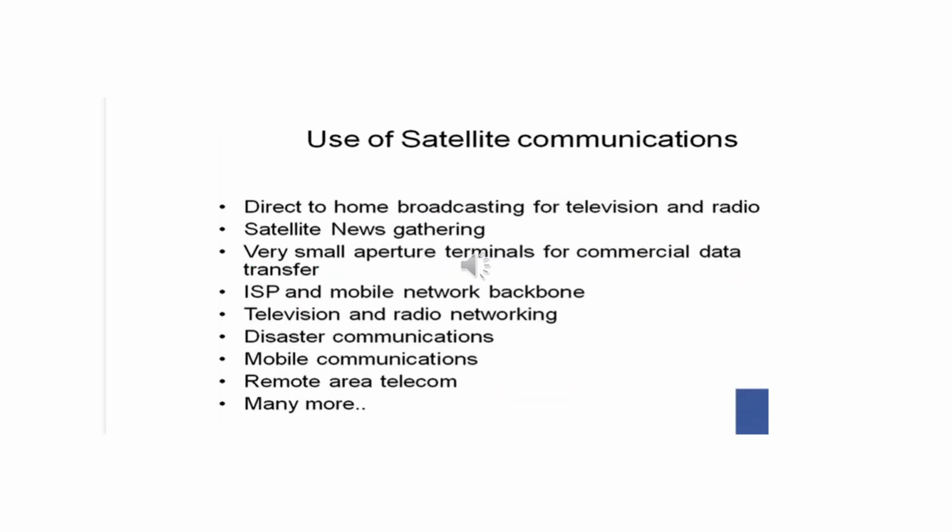Now coming to the uses of satellite communication, the very first one is direct to home broadcasting for television and radio, which we have seen. Satellite news gathering, very small aperture terminal for commercial data transfer, ISP and mobile network backbone. This is the backbone of ISP and mobile network communication. Television and radio networking, disaster communication, where all communication means will fail. This will help in building the communication. Mobile communication, remote area telecom, and many more.